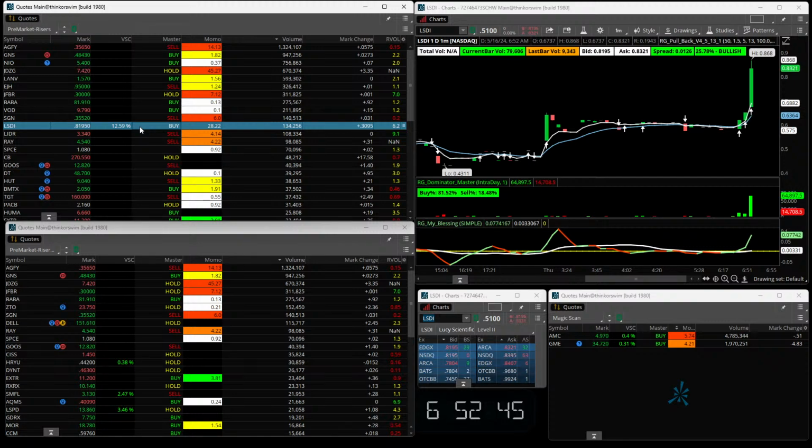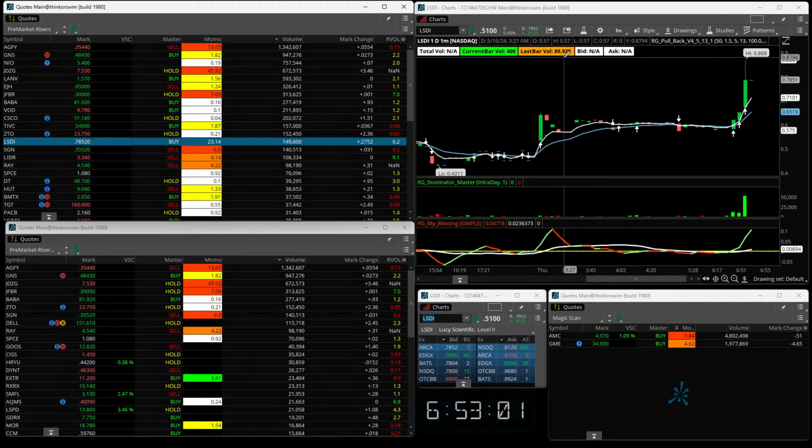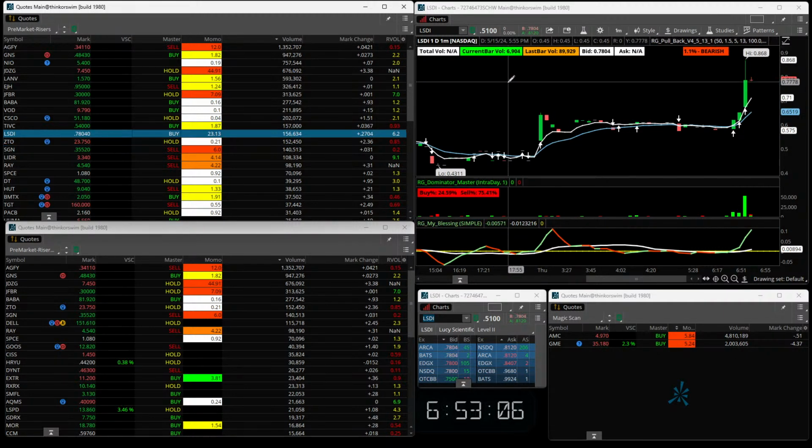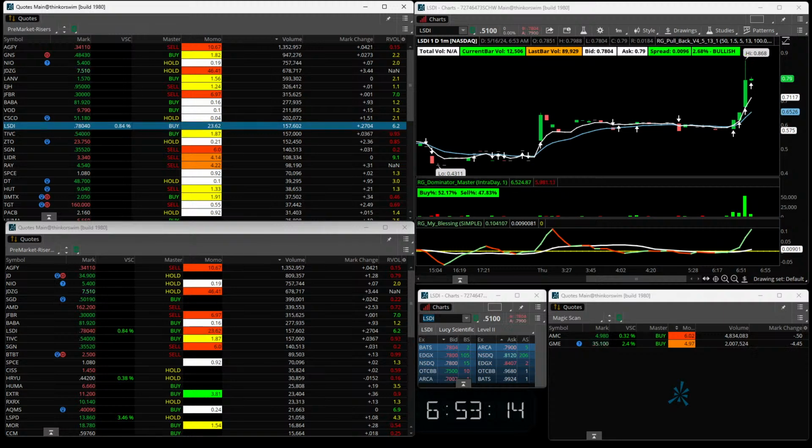LSDI. Saw that one spiking. You can see it right here on this column. It's under $1, 81 cents. I'm checking the volume. Last candle was 89,000. It looks like the volume is coming in. Hopefully it keeps coming in. It just paused at 11,000. Now up over 12. That was a big purchase. 12,000 shares.